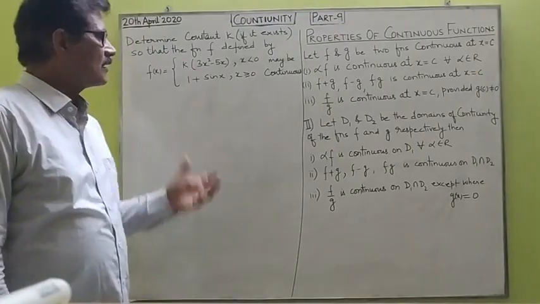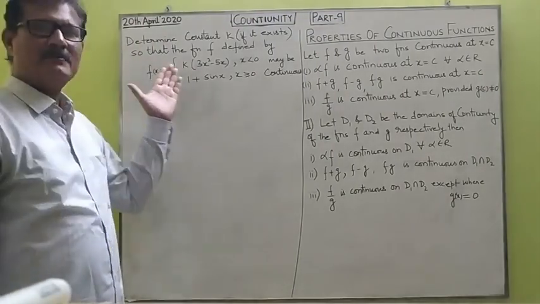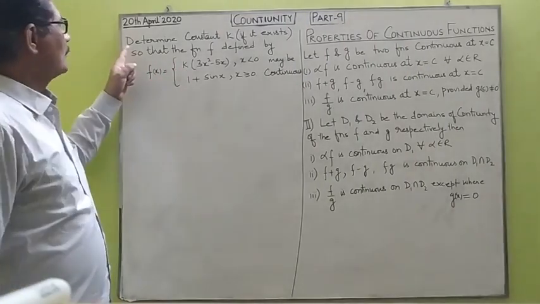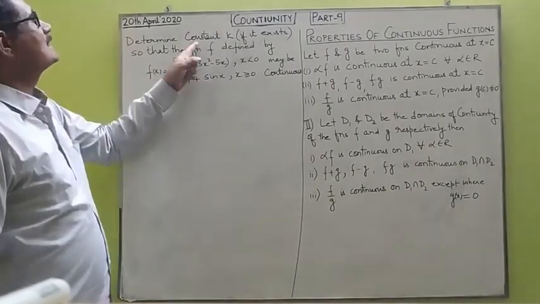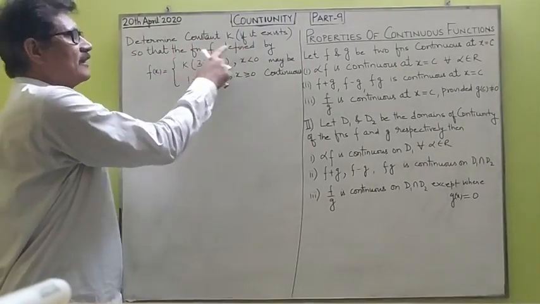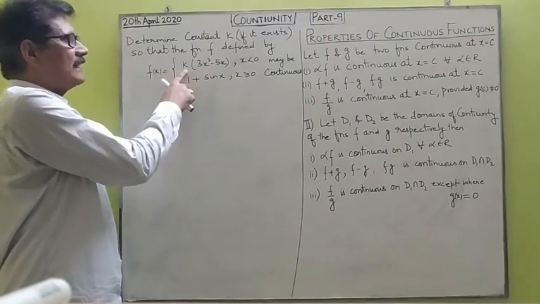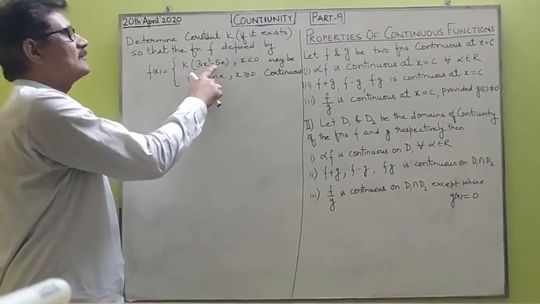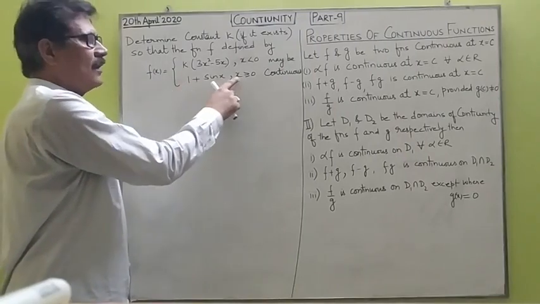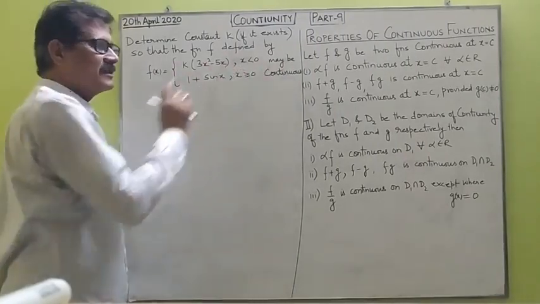Let's continue the topic of continuity and do one more sum on continuity of a function on an interval. The question is: determine the constant k, if it exists, so that the function f defined by f(x) = k(3x² − 5x) for x < 0 and 1 + sin x for all x ≥ 0 may be continuous.